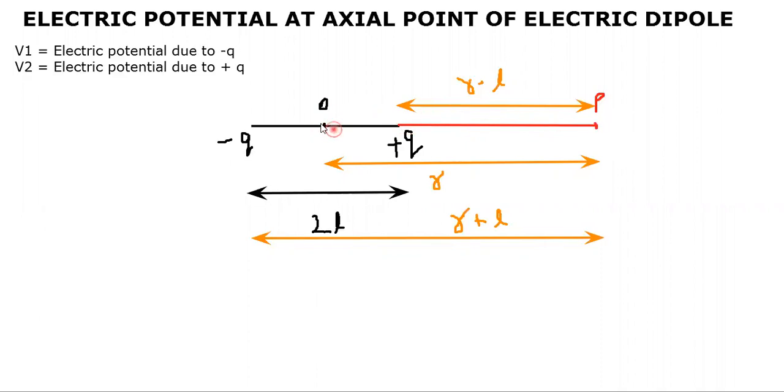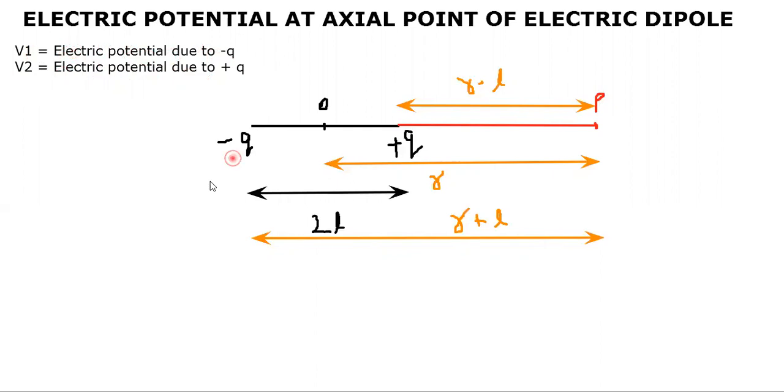Now let us say distance of this point from center is R, as you can see. So from plus Q, distance of P point would be R minus L, and from minus Q, it would be R plus L, as you can see in the diagram. Now at point P, the potential is due to two charges, plus Q and minus Q. So I've given the symbol over here. Let V1 be the electric potential due to minus Q and V2 be the electric potential due to plus Q. I hope the diagrams and symbols are clear to you.